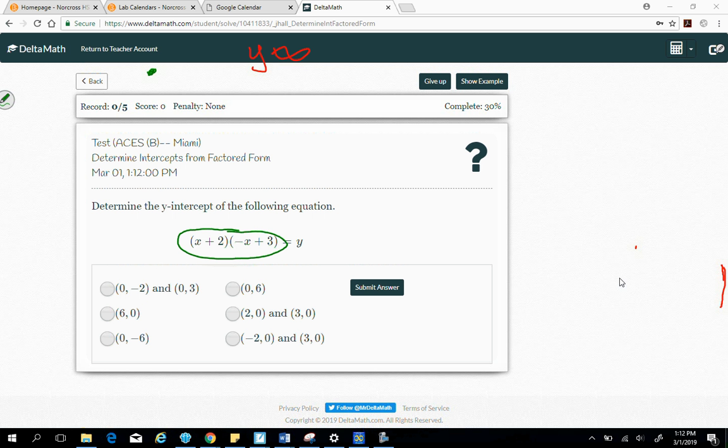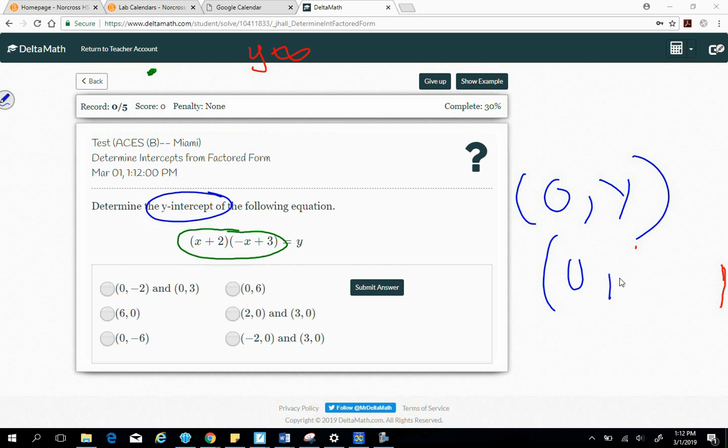So now they're asking for the y-intercept or x-intercept? Remember, y-intercept is where x is 0, right, Kayla? And so you find it's 0, 6. So what's my answer? 0, 6. So you click that answer.